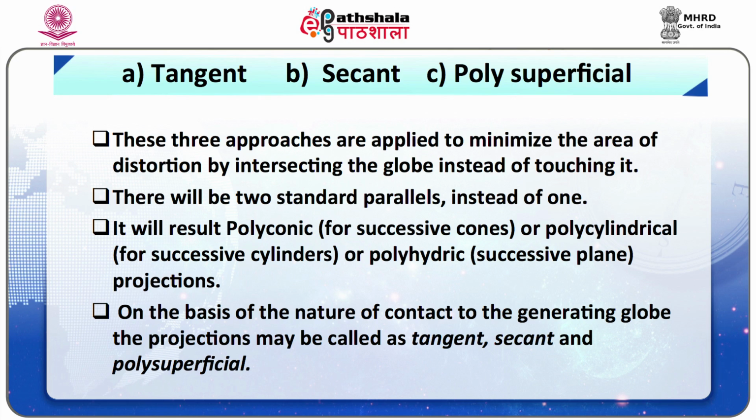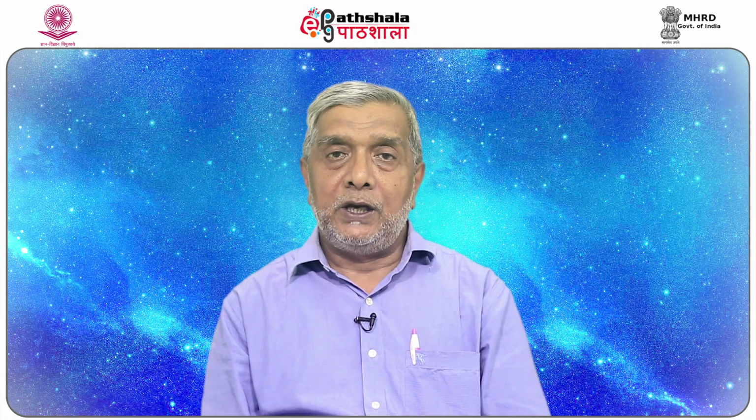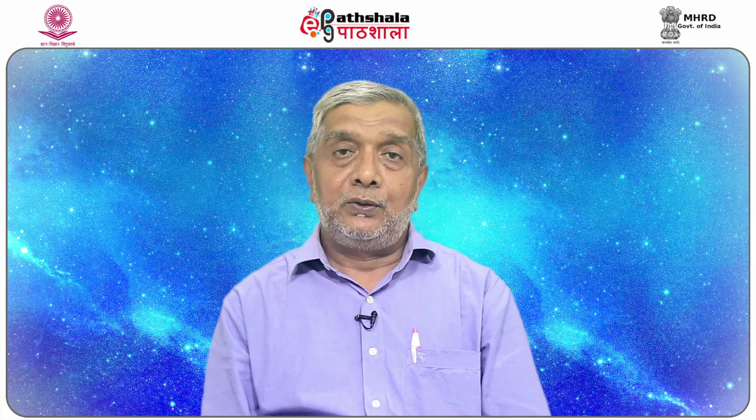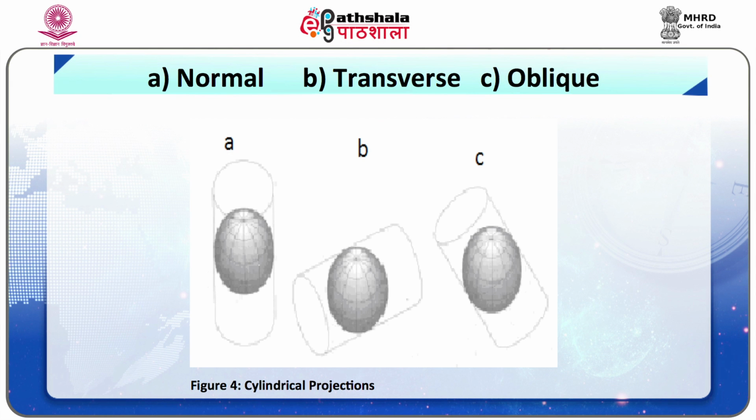The distortion-free area may further be increased if more than one identical shape surface is made tangent to the globe. It will result in polyconic for successive cones, polycylindrical for successive cylinders, or polyhedric for successive plane projections. On the basis of the nature of contact to the generating globe, the projections may be called tangent, secant, and polysuperficial. The third order projections are normal projections, transverse projections, and oblique projections.